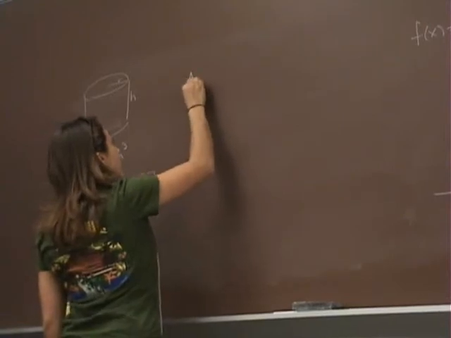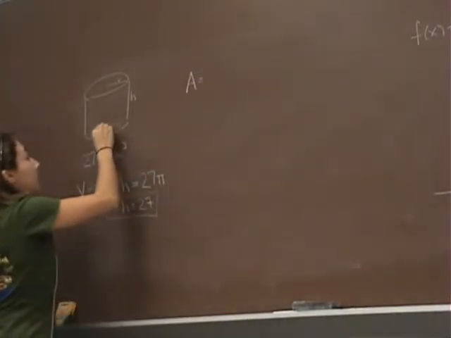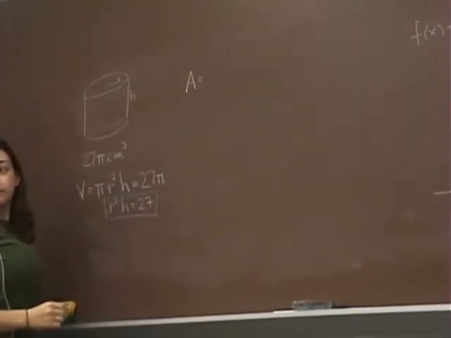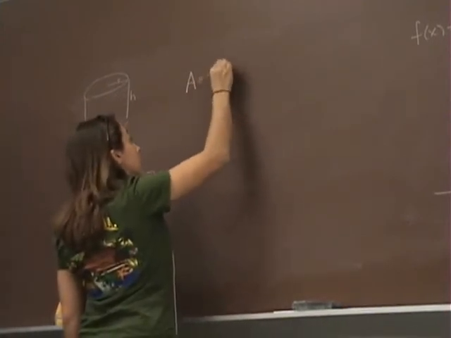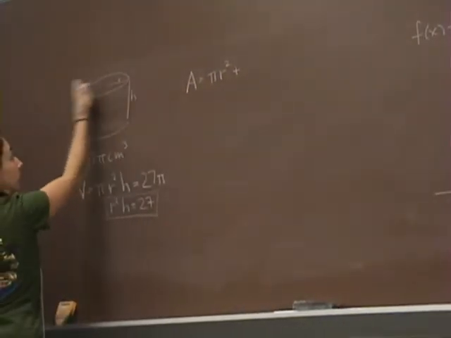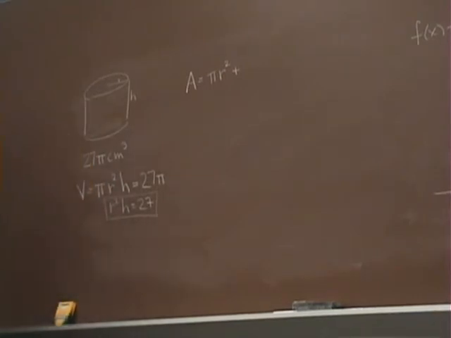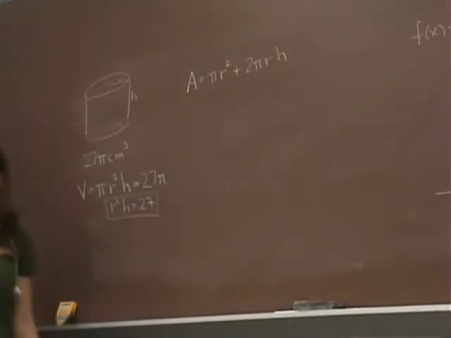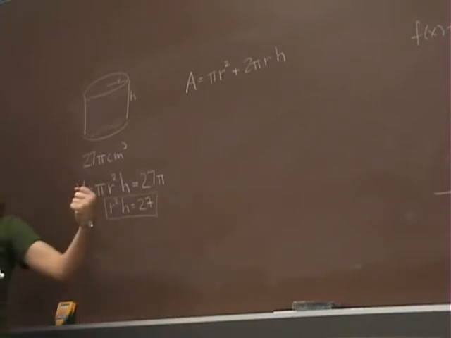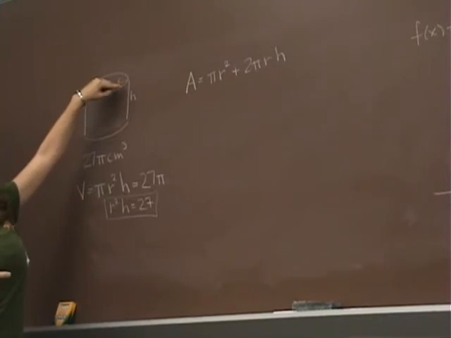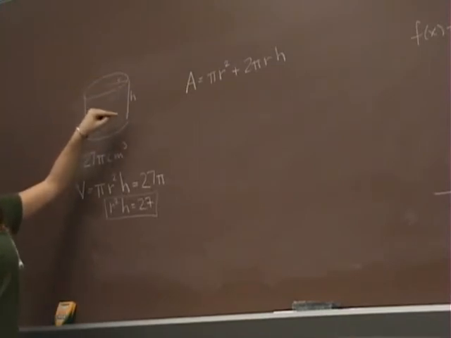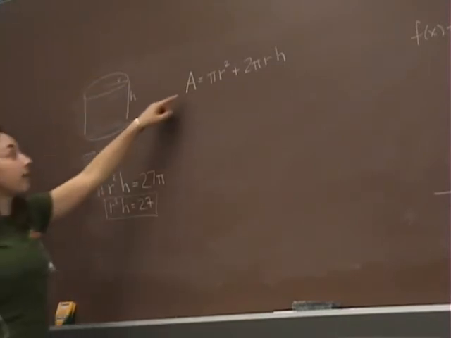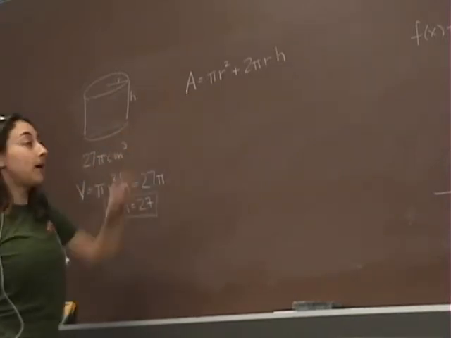So for the surface area, I'll use A. For the bottom, what's the area? Pi r squared. And how much area is there going around the edges? 2 pi r times h. Does that make sense, why it's 2 pi r times h? If I cut the paper and unfolded it, it would look like a rectangle. The total length would be the length all the way around, the circumference, 2 pi r. The height would just be h. So this is what I want to find the minimum of. I want the minimum amount of area.